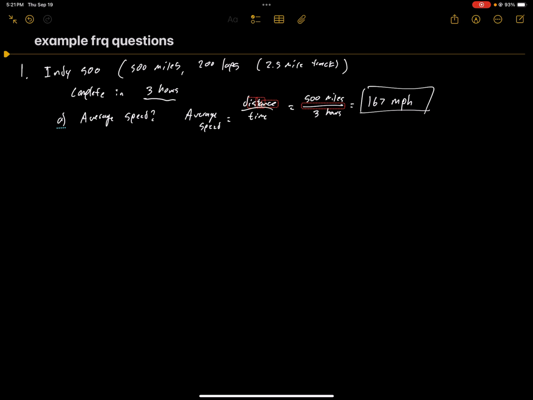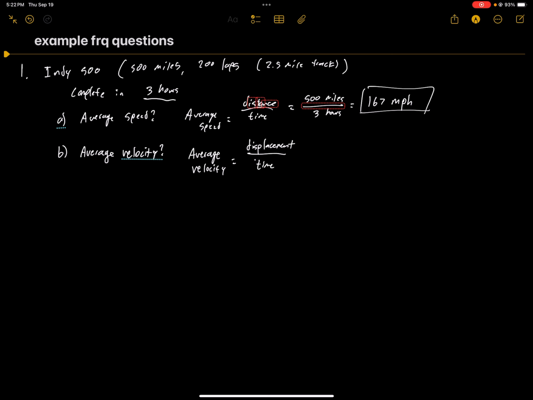Now, if I were to ask a slightly different question, say I were to ask you about the average velocity. Average velocity, technically, is different from average speed, although they're very similar. Velocity is a vector, speed is a scalar, and velocity is defined as the displacement over time. So the average velocity is going to be equal to the displacement over time.